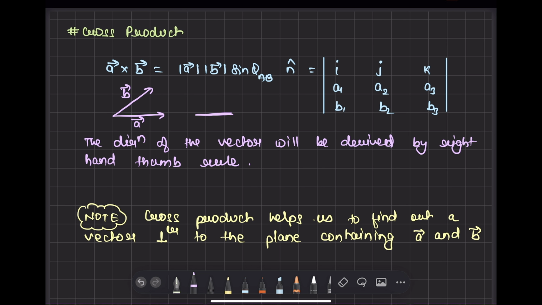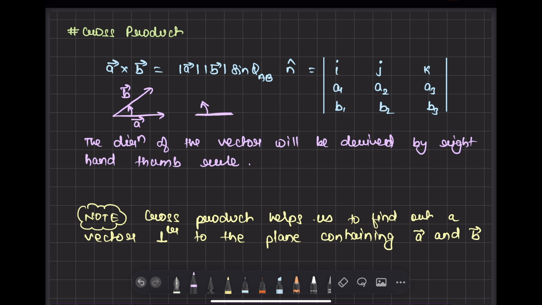Now look at this. You have to move in this direction to meet the other vector. The thumb will decide the direction of the resultant vector. So if we go with a cross b, we will get a vector coming out of the plane containing vector a and vector b.